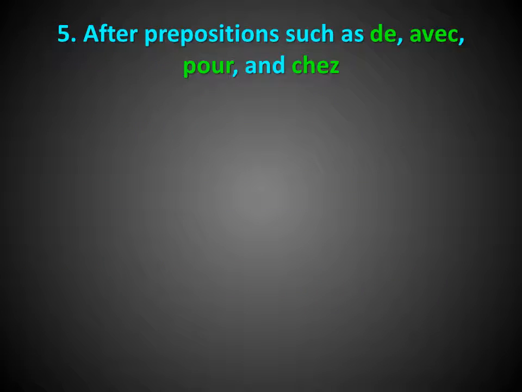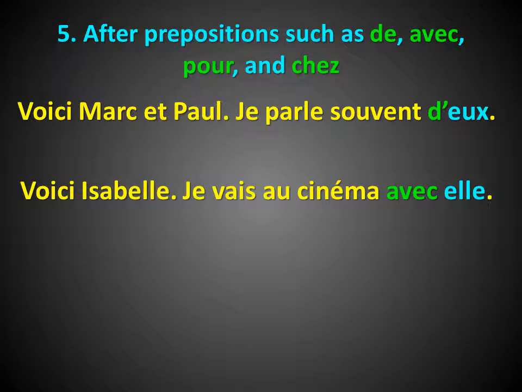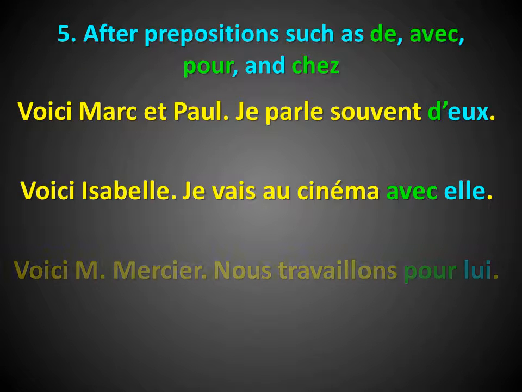Another time we use stress pronouns. And the last instance where we use stress pronouns is after prepositions such as de, avec, pour, and chez. Voici Marc et Paul. Je parle souvent d'eux. So this is Mark and Paul. I talk about them frequently. I talk about them, or I frequently talk about them, or I often talk about them. Voici Isabelle. Je vais au cinéma avec elle. This is Isabel. I go to the movies with her. Voici Monsieur Mercier. Nous travaillons pour lui. This is Mr. Mercier. We work for him.